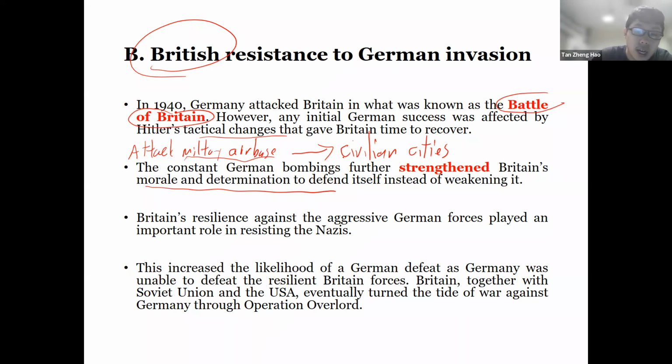So how did that ensure Germany's defeat? Because Germany was unable to defeat the British, and later on the British worked together with the Soviet Union and USA to turn the tide through Operation Overlord, which is attacking Europe back again. So in a nutshell, if you cannot defeat your enemy, the enemy will become stronger, later come back and counter-attack you, and you lose your battles, then you lose your war. So remember the logical explanation.